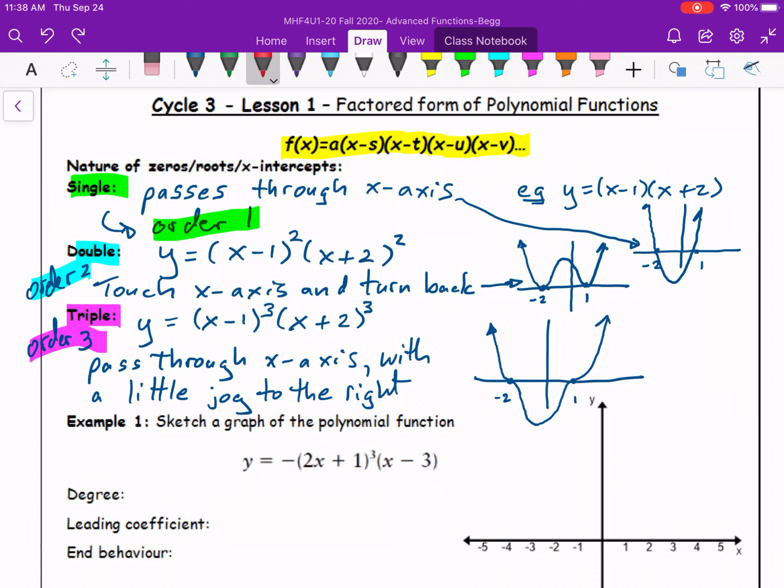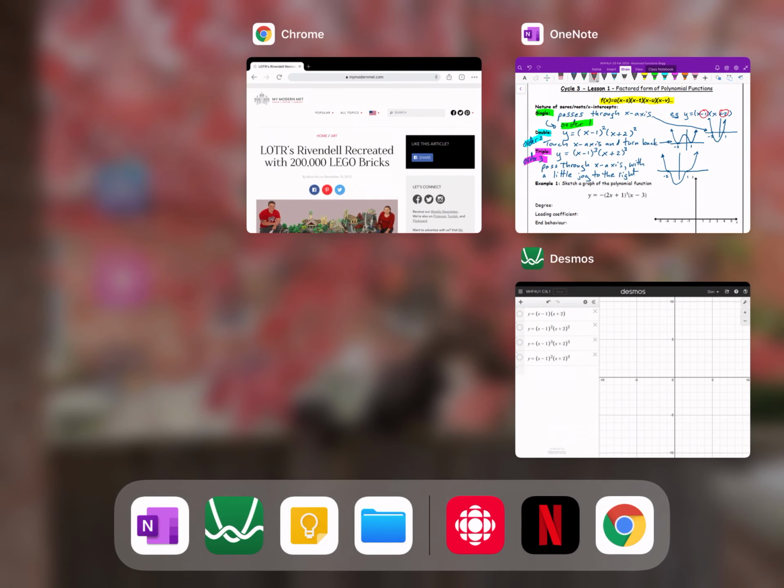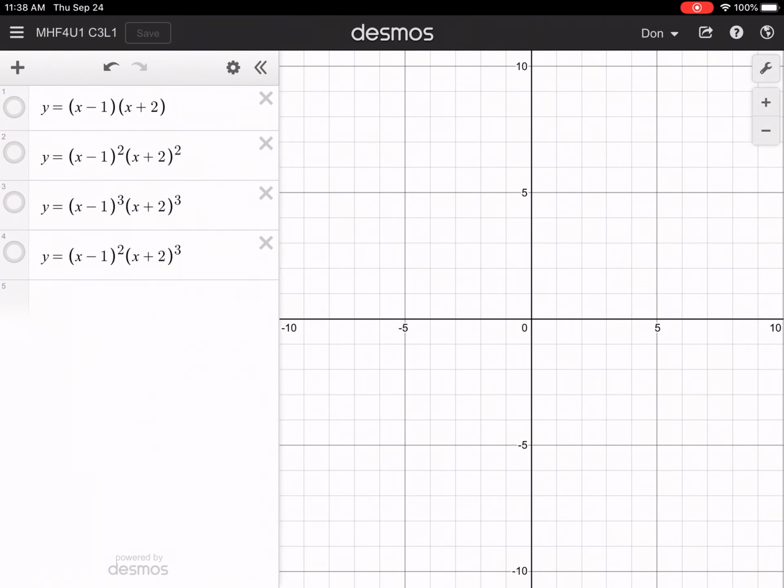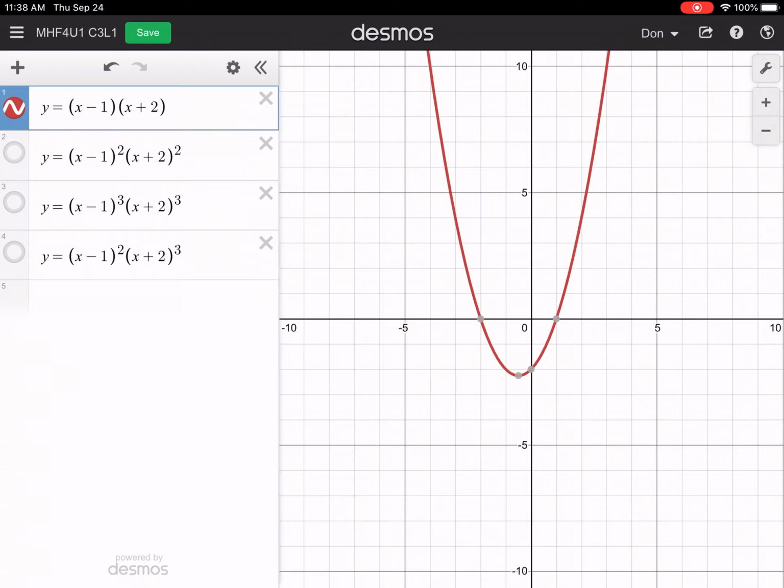I'm sure you remember this, but the zeros for a factored form of a quadratic are, I just get this number, take the opposite sign of it, take this number, take the opposite sign of it, that gives me my zeros. I've got this in Desmos so that we can take a look at it and confirm that. But there you can see it. There's the zeros, -2, and +1.